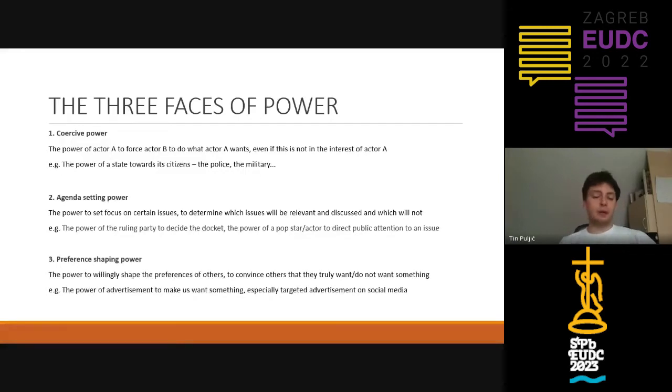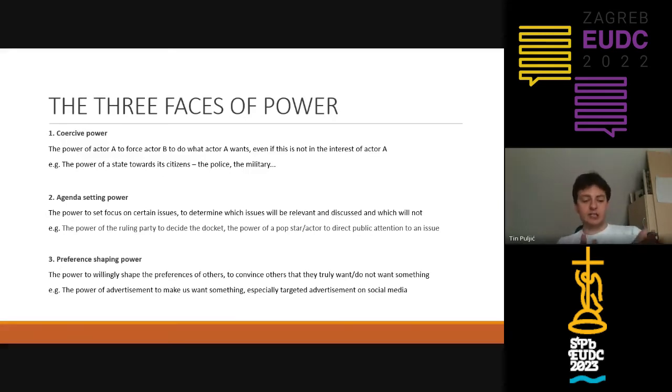So a very good example, and the strongest example, is advertisement, especially today when we have targeted advertisement on social media, with algorithms which collect our preferences. They collect data about what we click on, how much time we spend on particular types of content, how much we engage, and then they analyze patterns of our behavior that we don't even know about, and then they target ads specifically tailored to us.